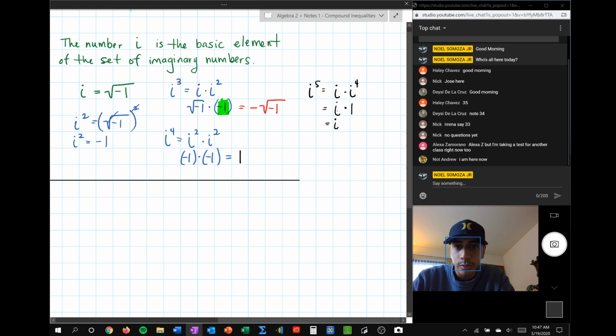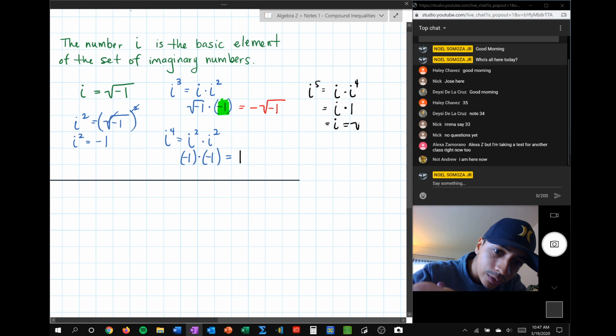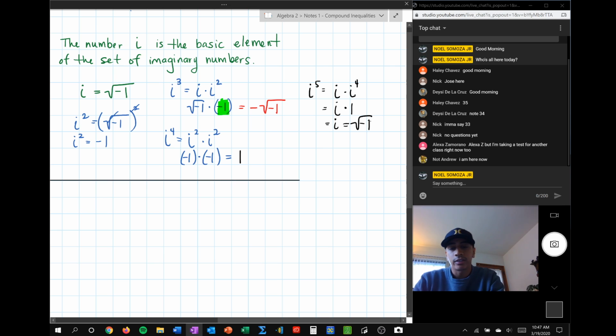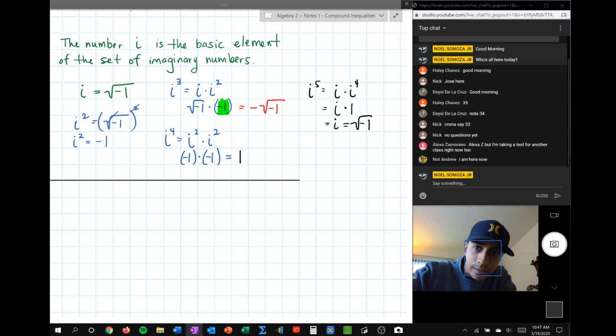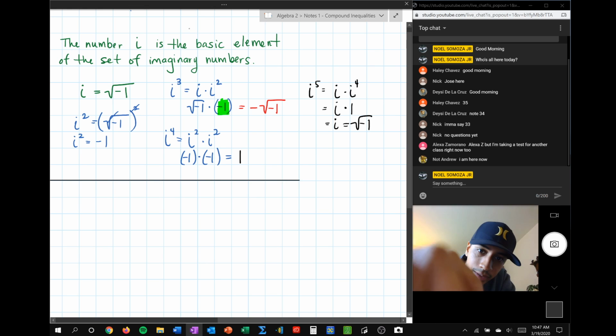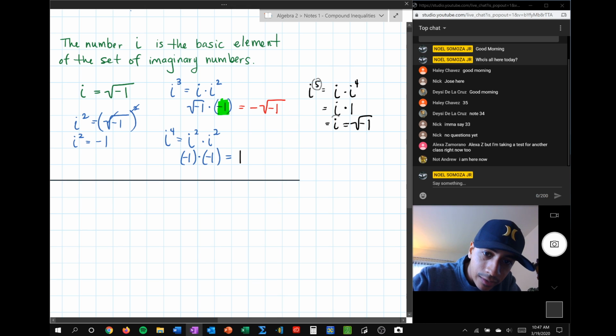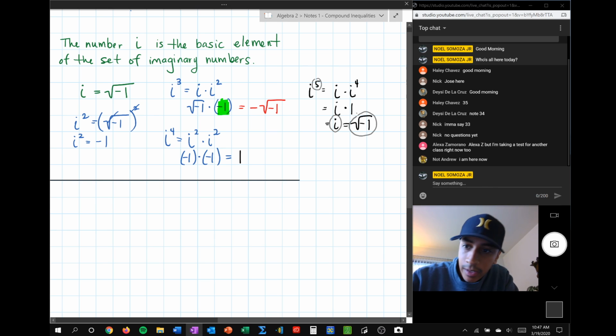And what do we know i is equal to? i is equal to the square root of -1. Okay, so notice how we went from square root of -1 to -1, negative square root of -1, positive 1, and now we're back to where we were at the first step, right? So take a look at i to the 5th. It's the same thing as i, the same thing as square root of -1. And that's the same thing as what we had back here.